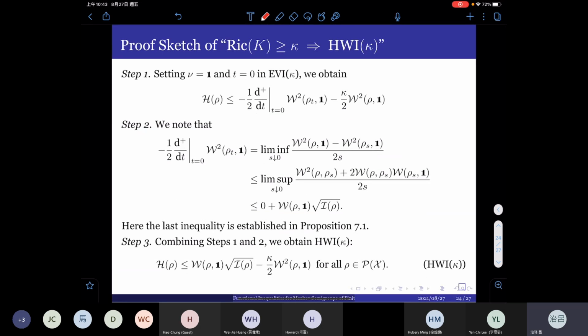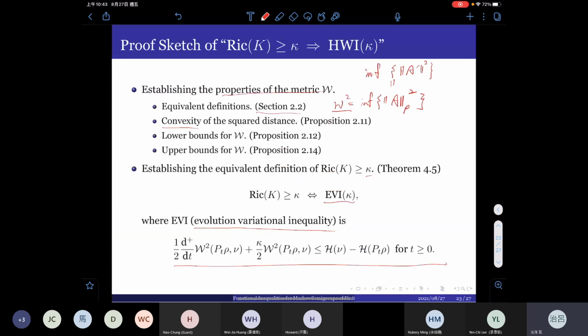And here the first step is to use nu equal to 1 and t equal to 0 in the evolution variational inequality. When we put nu equal to 1 and t equal to 0, we have this rho and 1, and here kappa, and here is rho and 1. And here we have a 1, and here is the rho.